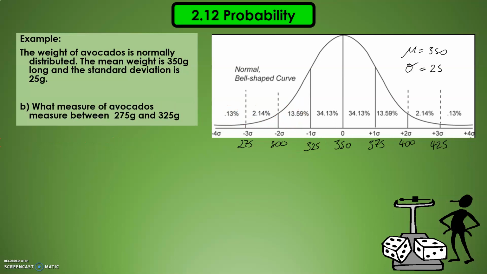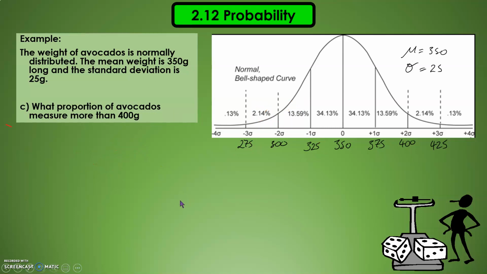Okay, the next question is what proportion of avocados measure between 275 and 325. So that's obviously two proportions there. Let's get our calculator out again and we can work it out. Once you've added those proportions together, you get 15.73.